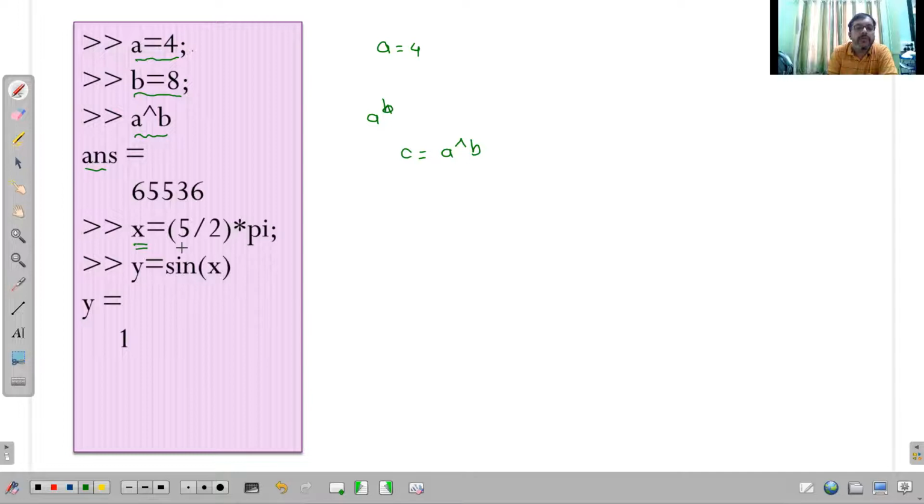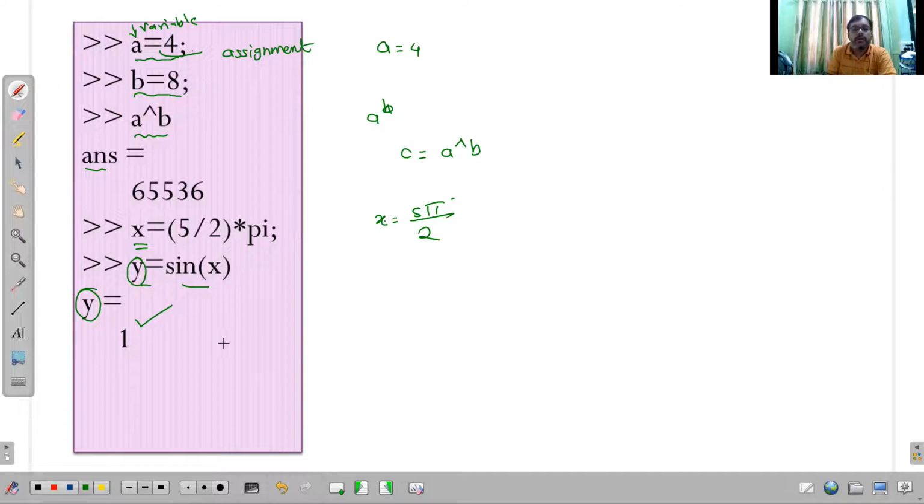Then if x is equal to 5 pi by 2, if I assign this value, it will assign x is equal to 5 pi by 2. And I want to calculate the sine of that and store it in y. If I calculate the sine of this 5 pi by 2, that value will give you 1, and it will be stored in the variable y. So these are the variables, and this equal to is called the assignment.